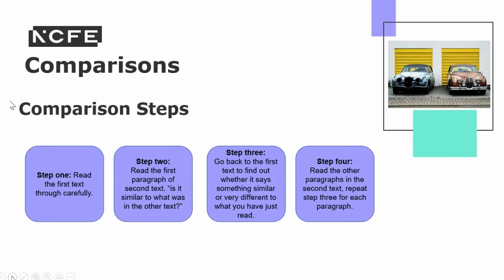An example of how you can do this is on the screen. So step 1, read the text carefully. Step 2, read the first paragraph of the second text. Is it similar to what the other text was? Step 3, go back to find out whether it says something similar or different. And then step 4, read the other paragraphs in the second text and repeat each.